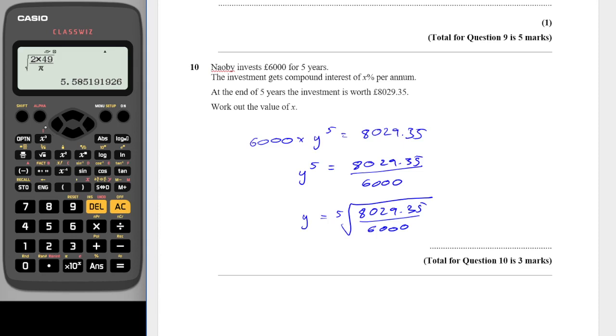So I want to do the fifth root of a fraction, 8,029.35 divided by 6,000, and what we're looking at, there we go. So 1.059999... So that's going to be 6%. I'm going to go 6.0%.